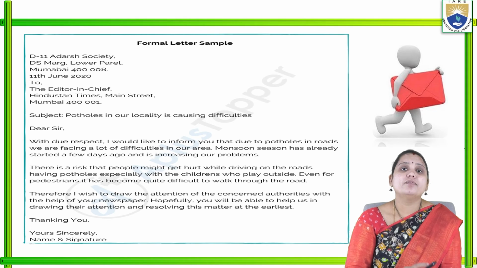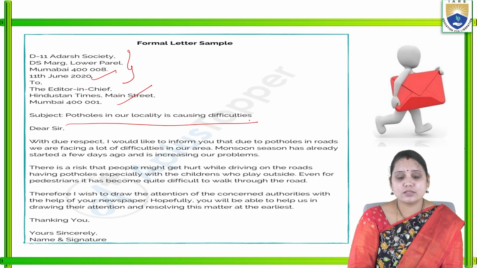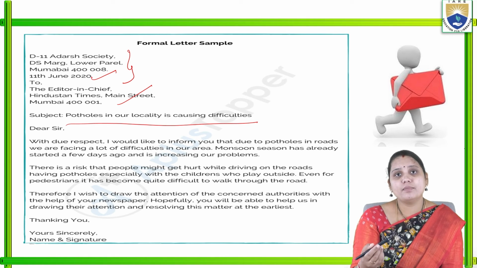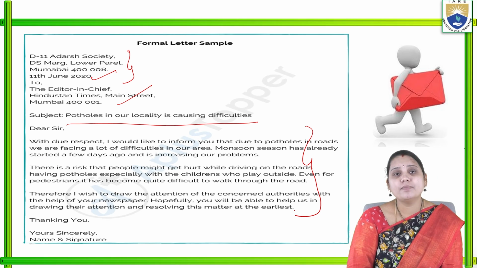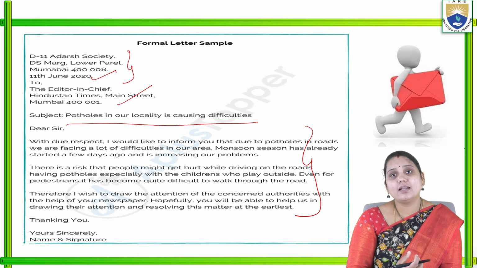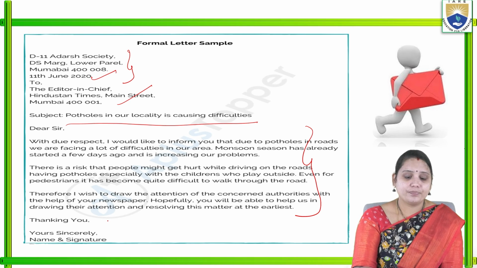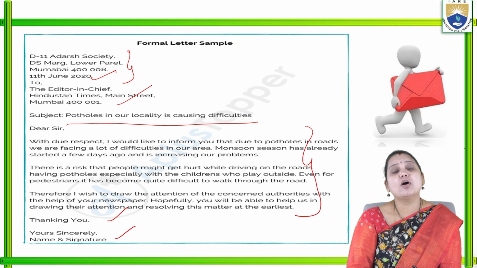Next, here is an example which will show the format of the formal letter. First, here is the sender's address, then the date, then the from address. Here we are writing the subject, potholes in our locality causing difficulties. Here we are addressing a concern about some problem in the locality. And here in 3 paragraphs, we have mentioned the problem with the introduction, with the main important issues where people are facing the problem, and then we have concluded it in the end. At the end, thanking you, then sincerely with name and signature. So this must be the format of your formal letter.